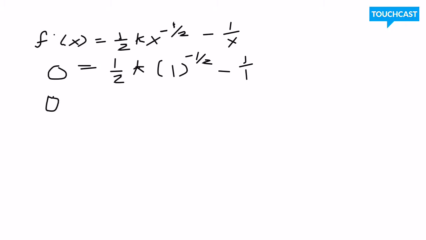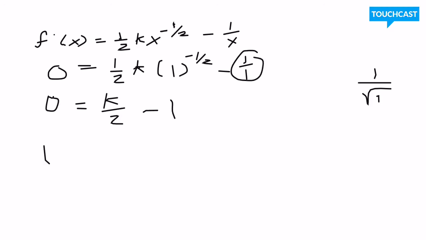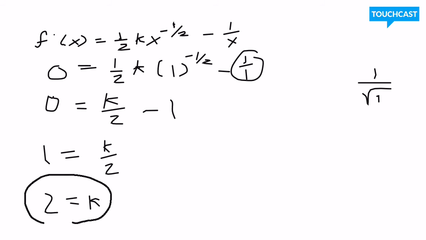So what do I have? I have 0 equals 1/2 times k times 1 to the negative 1/2. That just means 1 over the square root of 1, which is just 1. Simplifies to k over 2 minus 1 over 1 is just 1. So I know 1 is k over 2. I can multiply both sides of this equation by 2, and I get 2 equals k. So the function f has a critical point at x equals 1 if k equals 2.